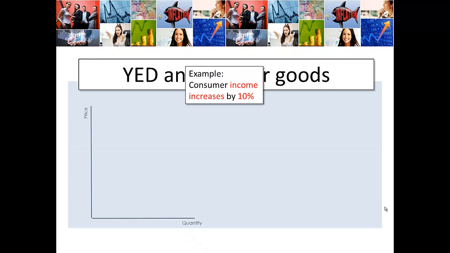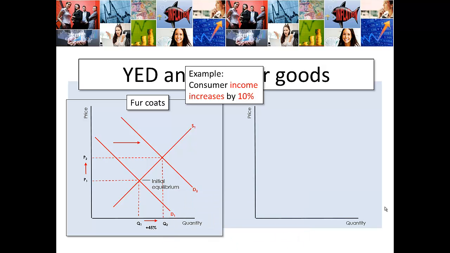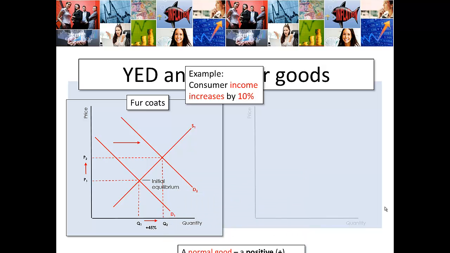YED and inferior goods. Here we go, we've got an example of a consumer income again increasing by 10%. And we see that fur coats, it's a normal good. There's a positive relationship between income and demand. Income increases, demand increases.